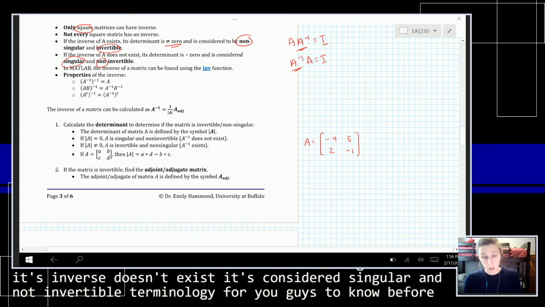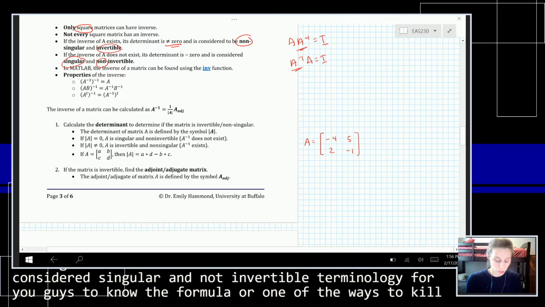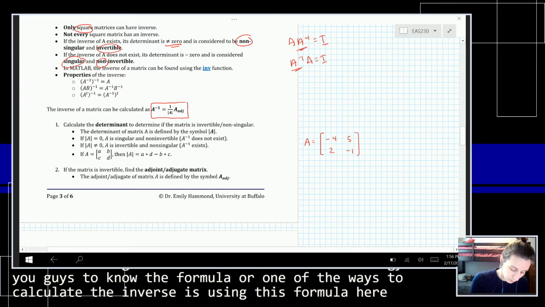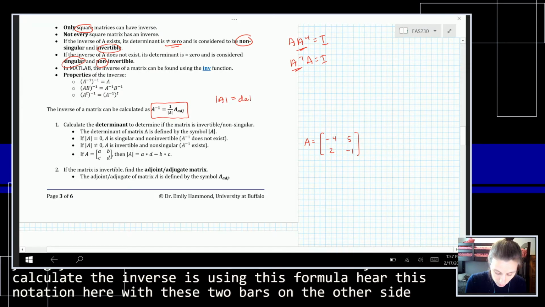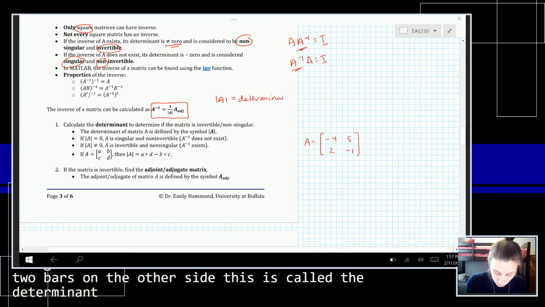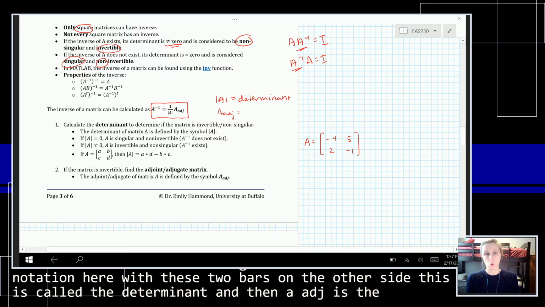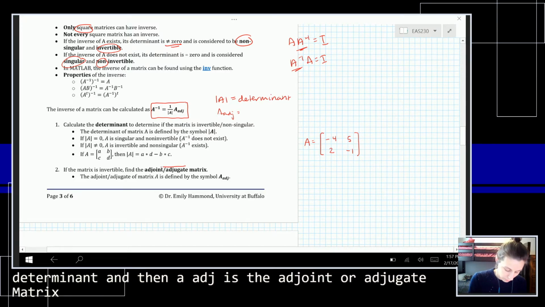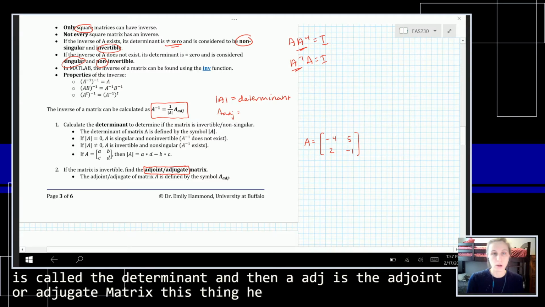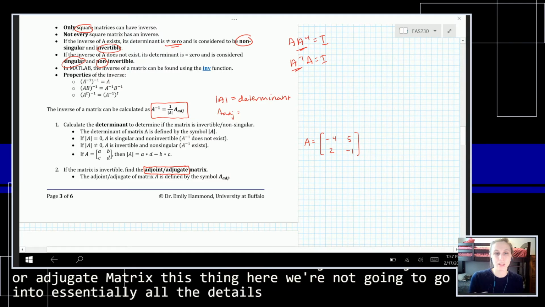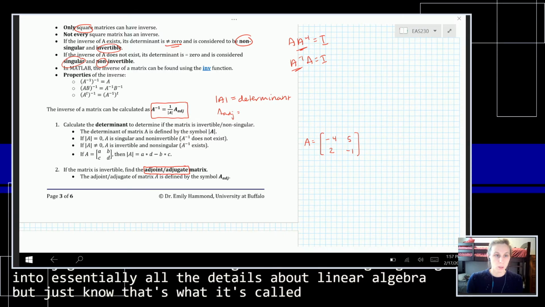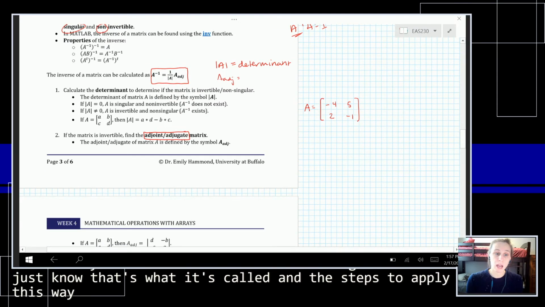One of the ways to calculate the inverse is using this formula here. This notation here, A with these 2 bars on either side, is called the determinant. And ADJ is the adjoint or adjugate matrix, this thing here. We're not going to go into all the details about linear algebra, but just know that's what it's called. The steps to apply this formula I've listed out here.